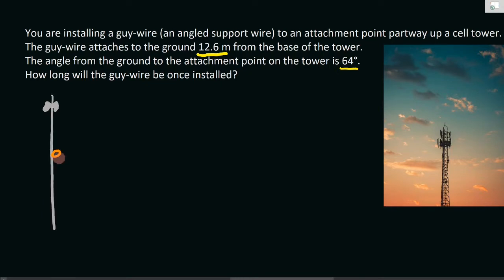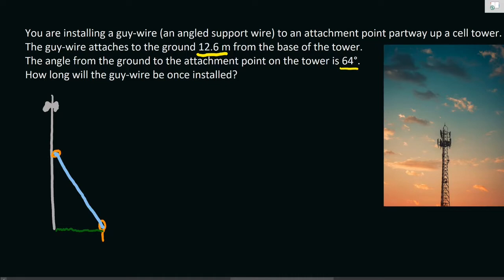Okay, so that's the attachment point on there. And then the guy wire is also going to attach to the ground, right? So that's my little loop in the ground. And let's make this grassy ground, right? So there's our grass. Okay, cool. So then the guy wire itself will be from this point here down to here on the ground.